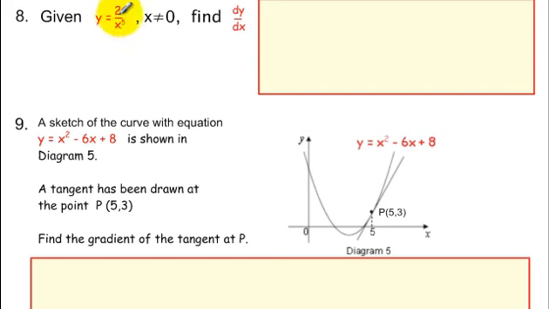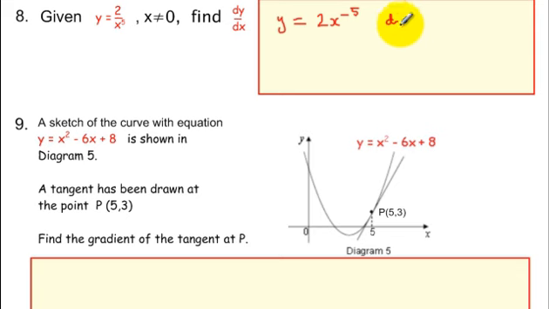Y is equal to 2 over x to the power of 5. Before we can find dy by dx, before we can differentiate, we need to rearrange this. You can't differentiate when there's a power on the bottom. So we bring the x to the 5 up to the top, and it becomes x to the minus 5. 2x to the minus 5.